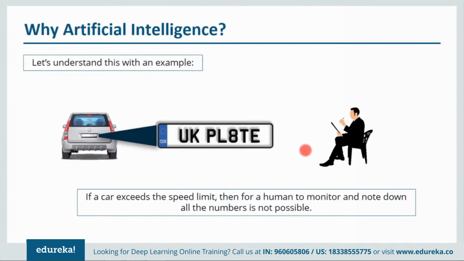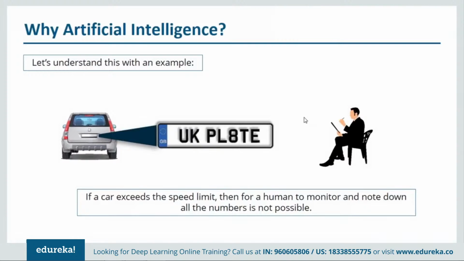Do you think that there's a person sitting in a chair and actually noting down all the number plates that cross the speed limit? Well, that is not possible because there might be millions of cars that pass through that road. And at once there might be many cars passing through that road. So for a human being to actually do this task is next to impossible.